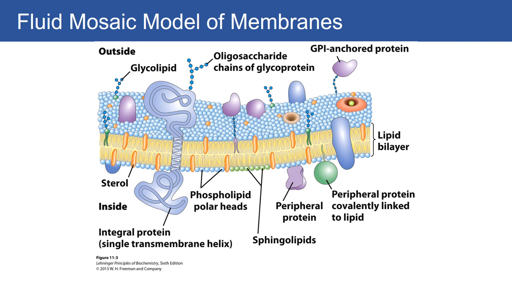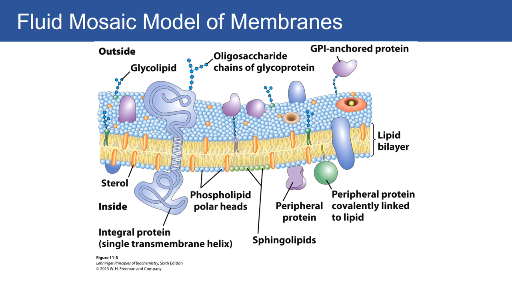Cholesterol provides different permeability of the membrane. We have integral proteins, which have a single transmembrane helix, which can provide all sorts of signaling to the cells. We have our phospholipid polar head groups on the outside. We have sphingolipids on the inside of the membrane. We have peripheral proteins that are associated with the interior matrix, and we have peripheral proteins that are covalently linked to a lipid. We have all kinds of stuff going on in this.